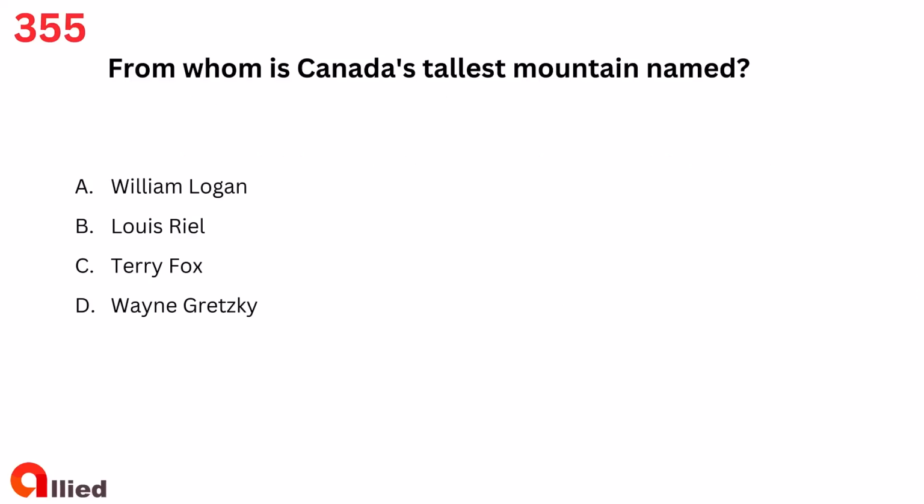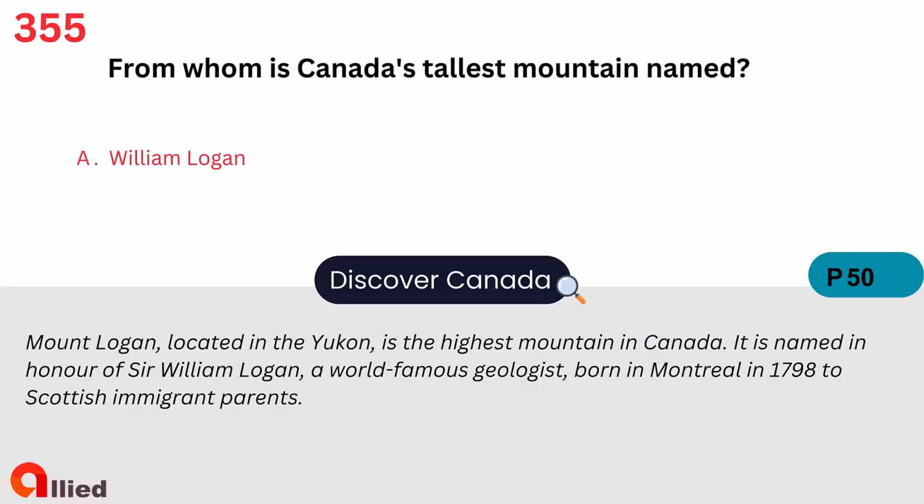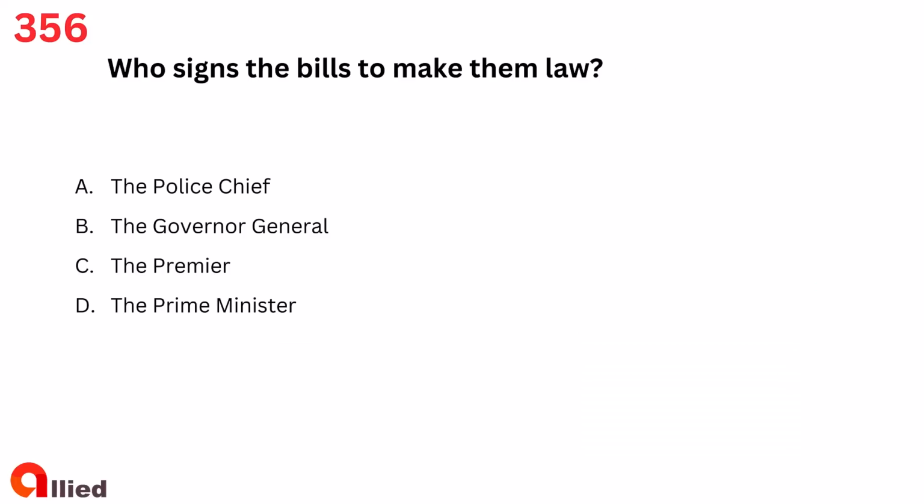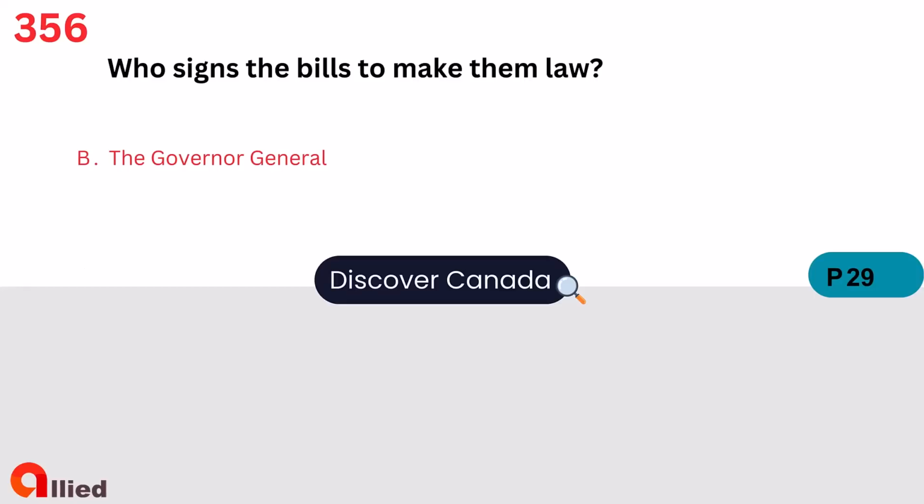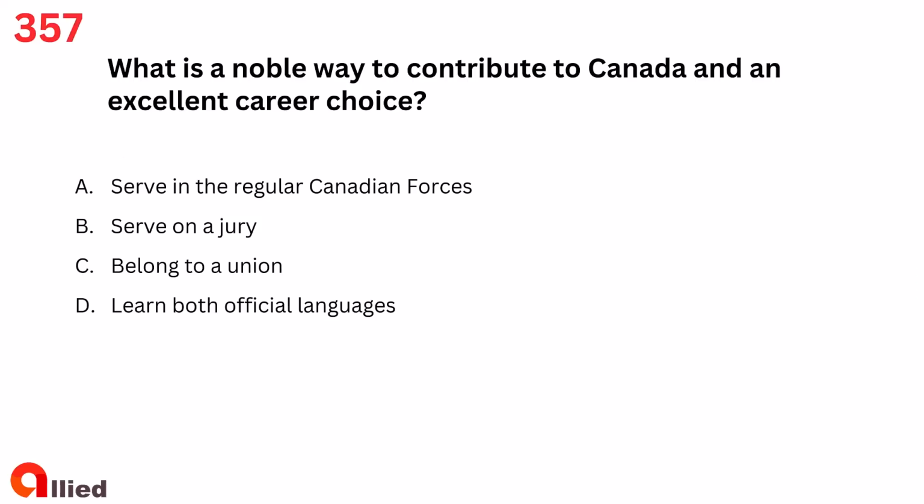Question 355. From whom is Canada's tallest mountain named? A. William Logan. B. Louis Riel. C. Terry Fox. D. Wayne Gretzky. The answer is A. William Logan. Question 356. Who signs the bills to make them law? A. The police chief. B. The Governor-General. C. The Premier. D. The Prime Minister. The answer is B. The Governor-General.